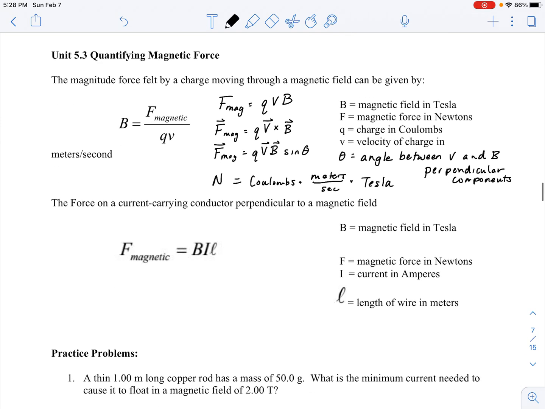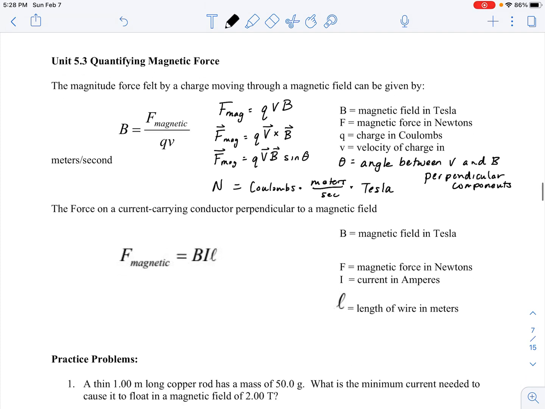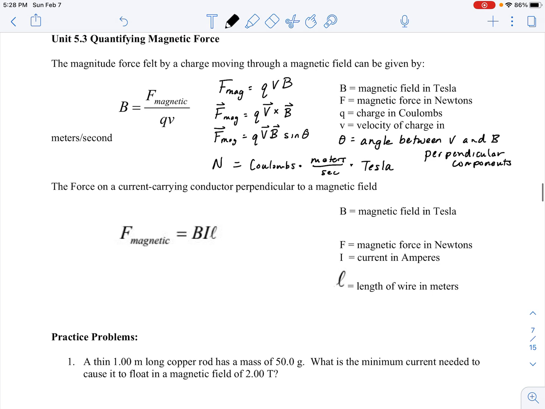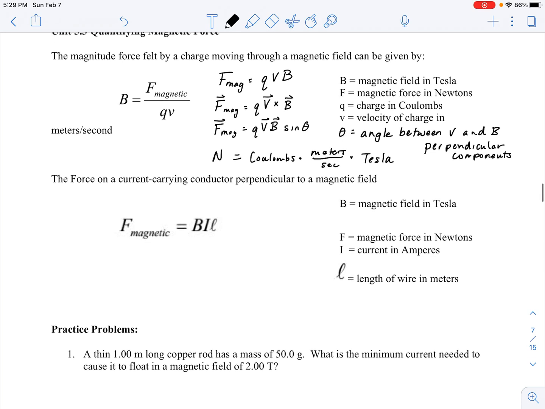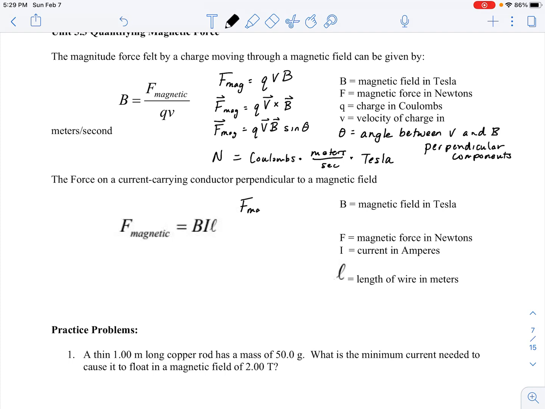So what about a wire? Because a wire also carries charges. Those charges are moving at a certain speed. And it turns out that we can basically work out a very similar formula, which I have here. The magnetic force equals B times I times L. So I'm going to adjust this a little bit. The magnetic force vector is equal to the current vector. Current has direction, right? Times the length of the wire. And we're going to do what's called a cross product with the magnetic field, which again means we're going to take the perpendicular component.